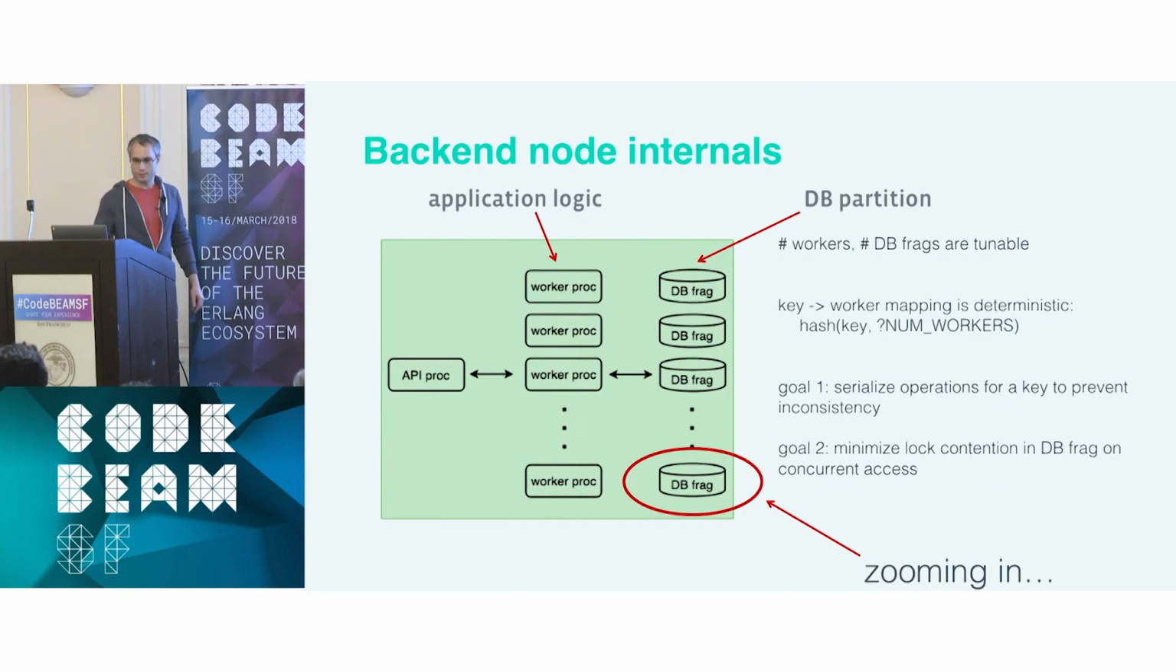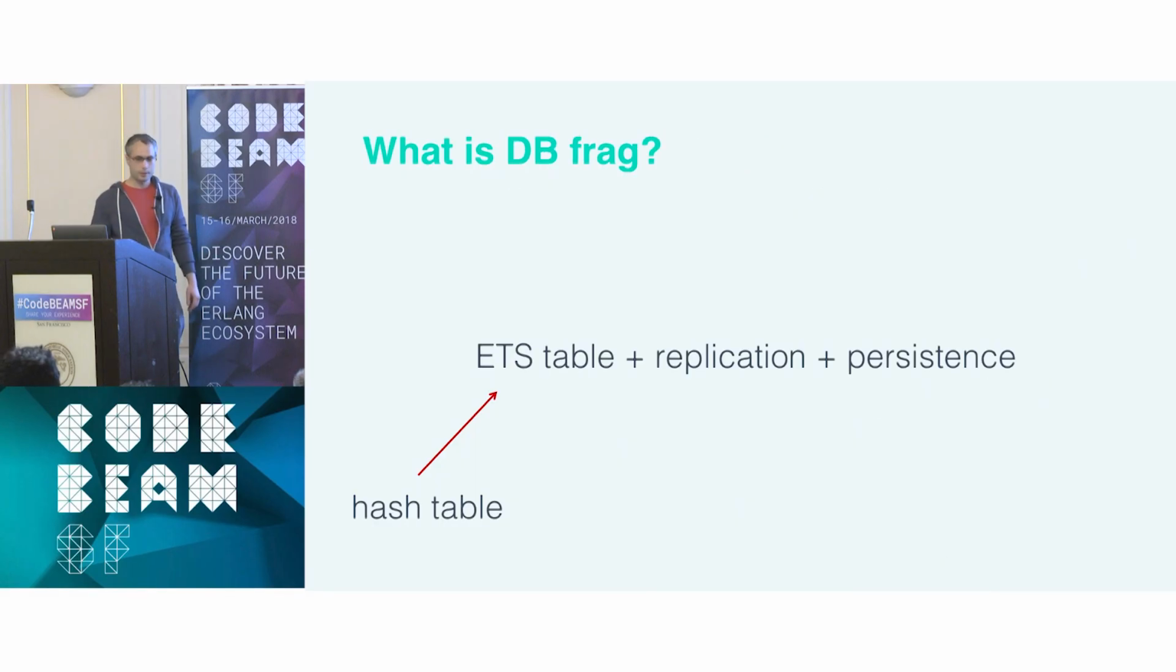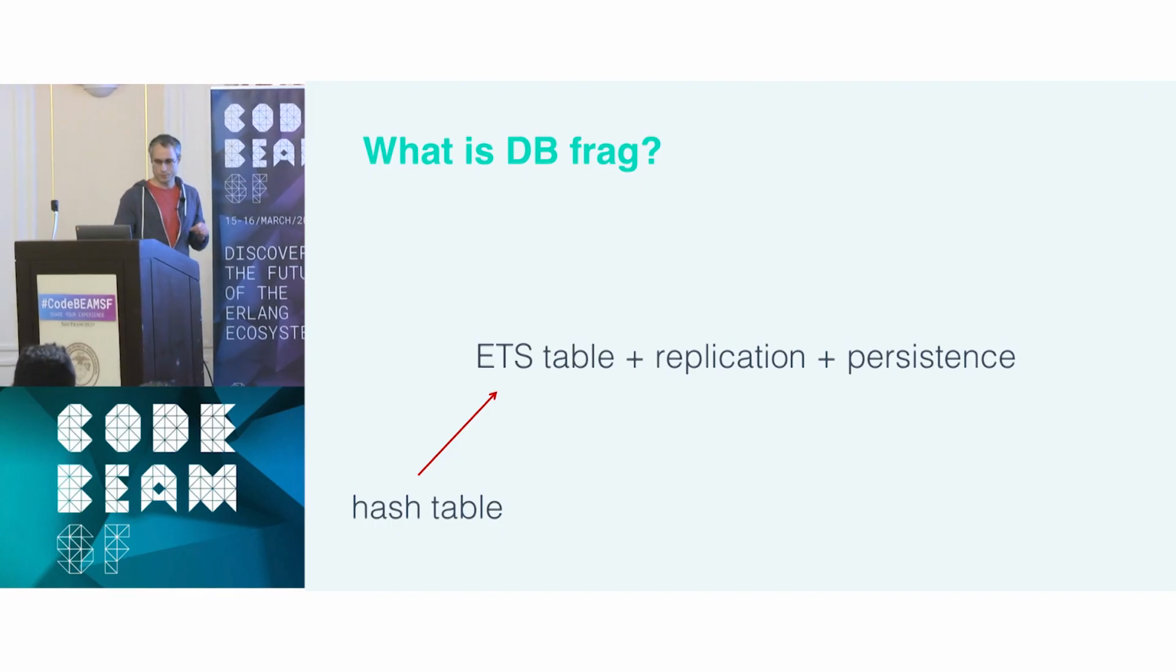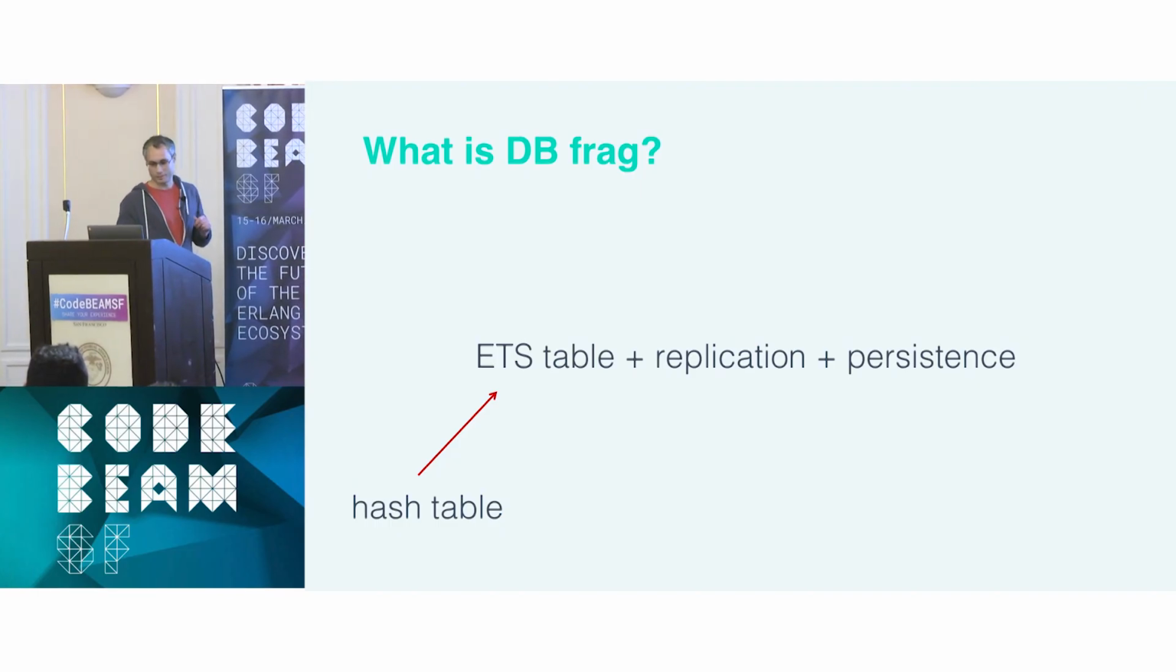Let's finally see what the DB frag is. It is actually an ETS table, which is a hash table that comes with Erlang with concurrent access. It's a really nice one. And on top of that, we have replication and persistence layers. So it looks more like a real database.